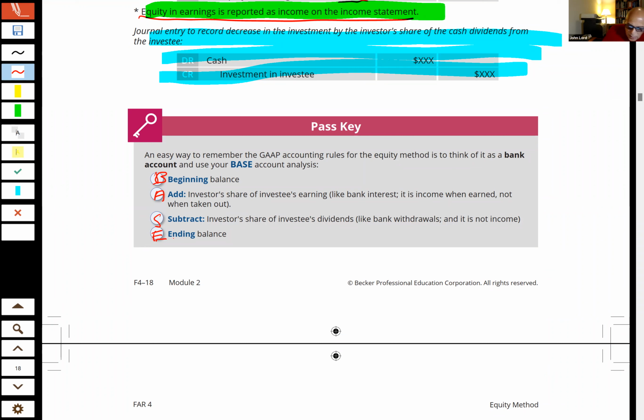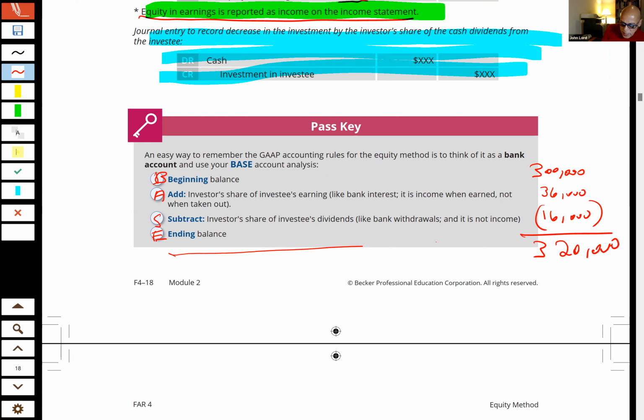Okay, and you would have what? Beginning balance in our little example was what they paid for the investment. I forgot, what was that number? 300,000. So 300,000 was the beginning balance. We added the net income, which was what? Our share of the net income was 36,000. We subtracted our share of the dividend, which was 16,000. And then the ending balance would have been the correct answer to a question like this, 320,000.